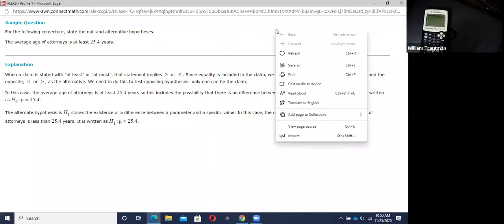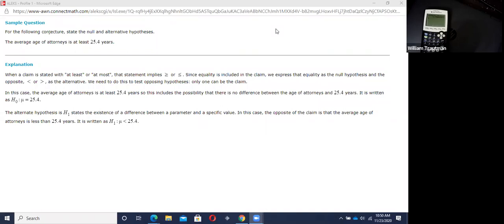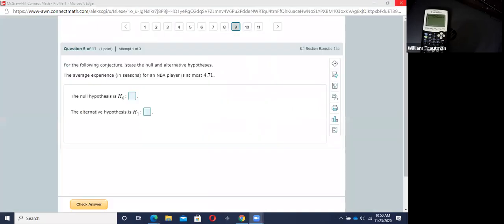And I don't know how to get out of here now. Let's see if I can figure out how to get out. Oh, I think I just hit X. There we go.